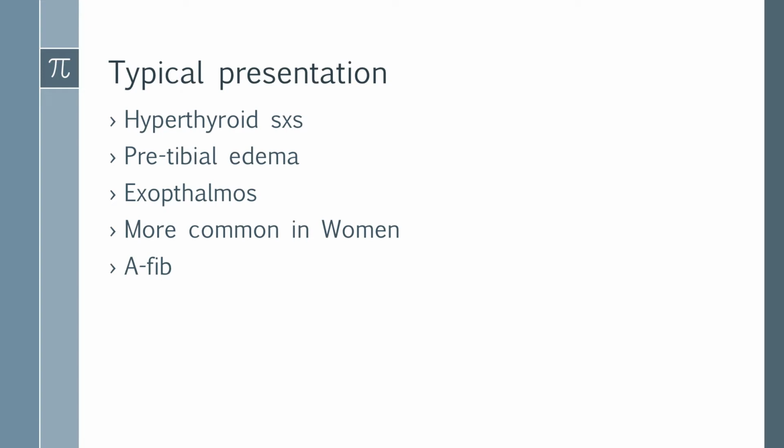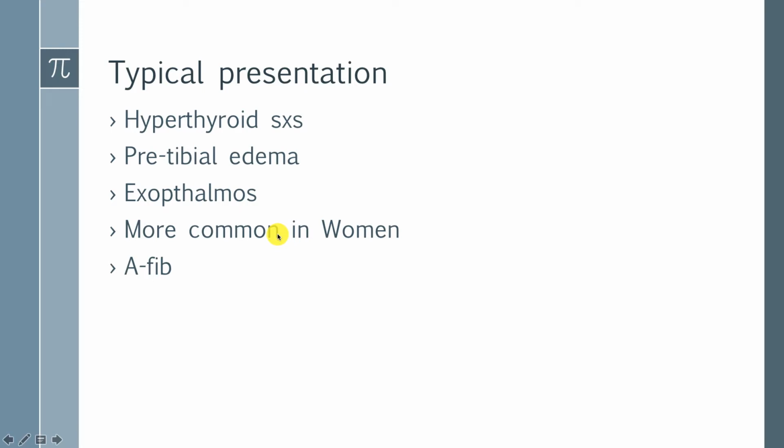In a typical presentation, you'll have the hyperthyroid symptoms. Pretibial edema is also very unique because, remember, think of those receptors attaching to your connective tissue, and it's going to kind of cause hypertrophy. Exophthalmos is unique for it. It's more common in women.